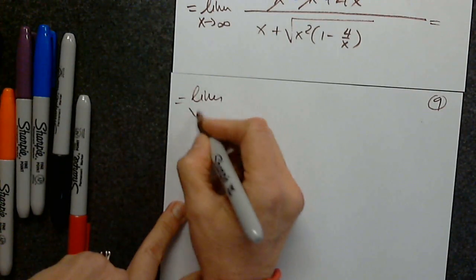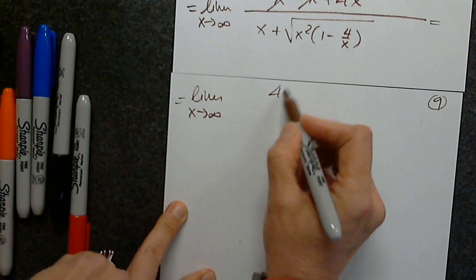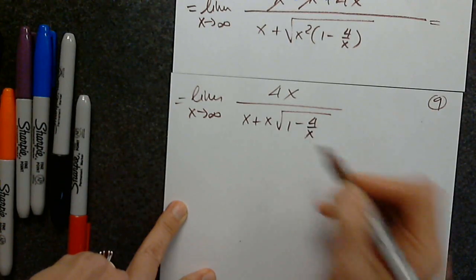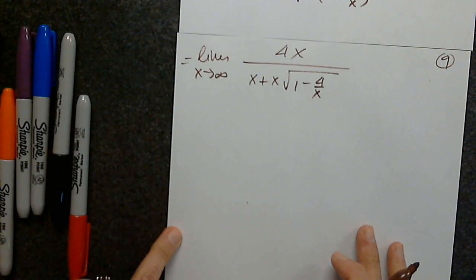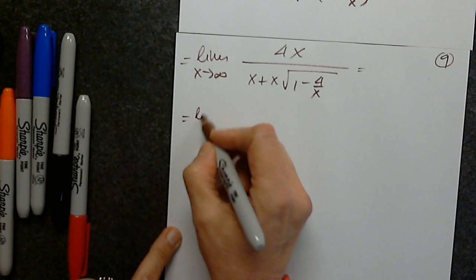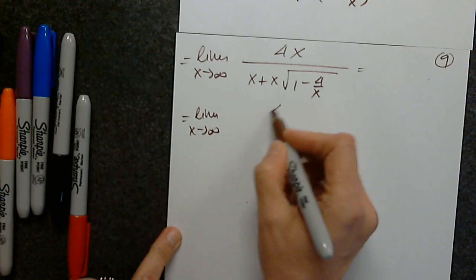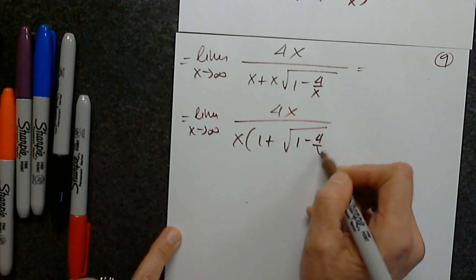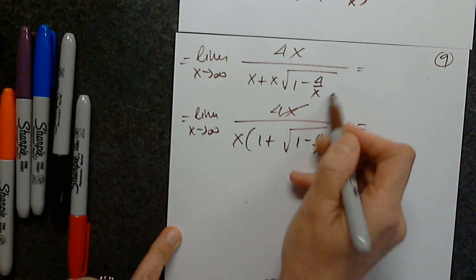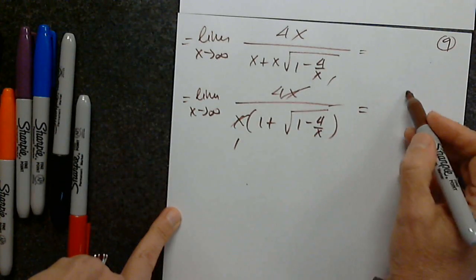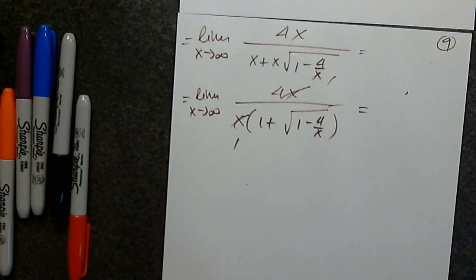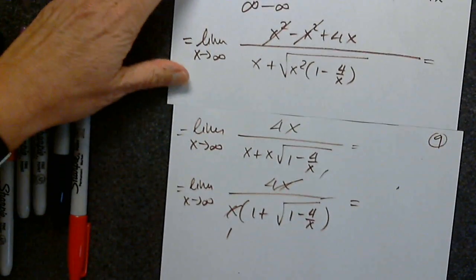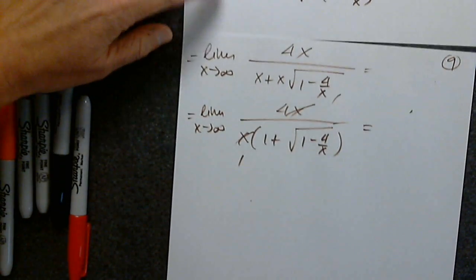So this is the limit as x approaches infinity of 4x over x plus x times the square root of 1 minus 4x. And then I will have to factor in the denominator: 4x over x times 1 plus the square root of 1 minus 4 over x. These two go away. The numerator only now, please notice, please, just hold your thought, don't forget what you want to say. Please notice that I did not drop the limit operator.